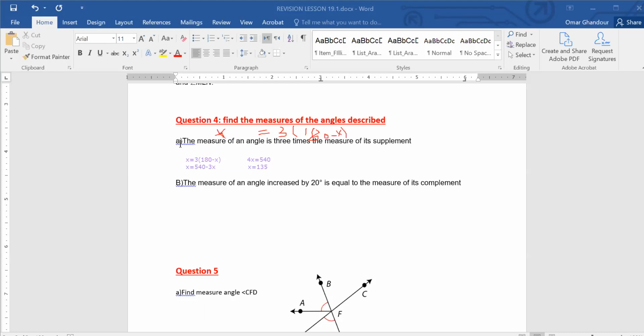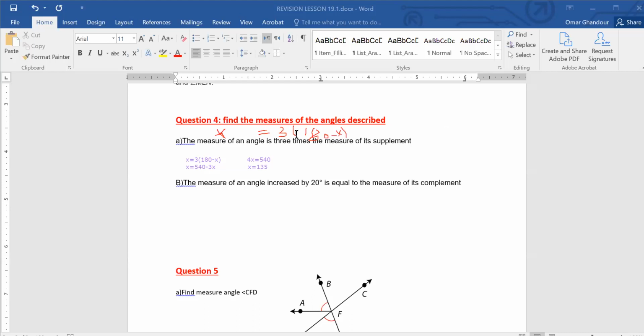So the measure of an angle is 3 times the measure of its supplement. I formulated an equation. The measure of an angle is unknown, so I named it x. Is means equal. 3 times means 3 multiply something, that's why I open a bracket. The measure of its supplement is 180 minus x. Complement of an angle is 90 minus x. This is like a note, you have to know it.